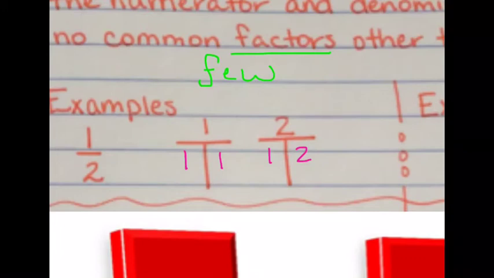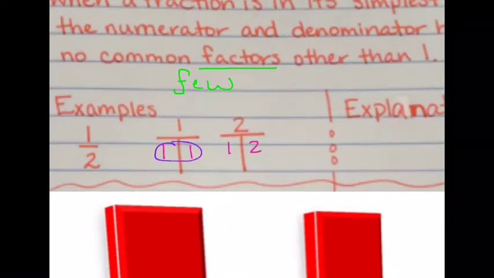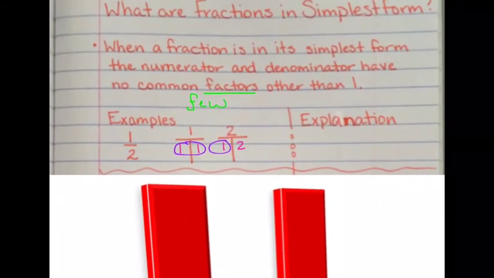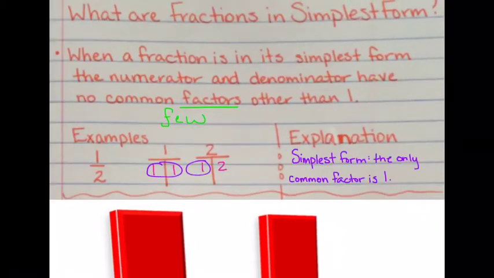If you said no, you are correct. The only common factor between the two is 1. So this one is in its simplest form. So there are no equivalent fractions for 1/2 that are less than 1 and 2. Okay? We cannot make the numbers in this fraction any smaller than they already are. So therefore it is in its simplest form.